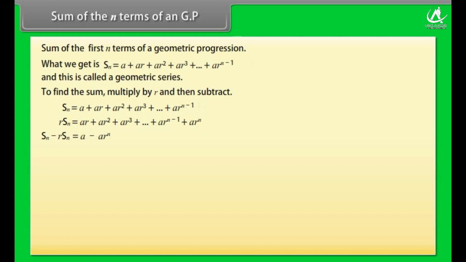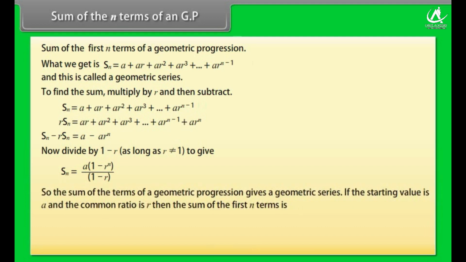We get Sn minus r Sn is equal to a minus a r raised to the power n. Now divide by 1 minus r, as long as r is not equal to 1, to give Sn is equal to a into 1 minus r raised to the power n whole upon 1 minus r. So the sum of the terms of a geometric progression gives a geometric series. If the starting value is a and the common ratio is r, then the sum of the first n terms is Sn is equal to a into 1 minus r raised to the power n whole upon 1 minus r, provided that r is not equal to 1.